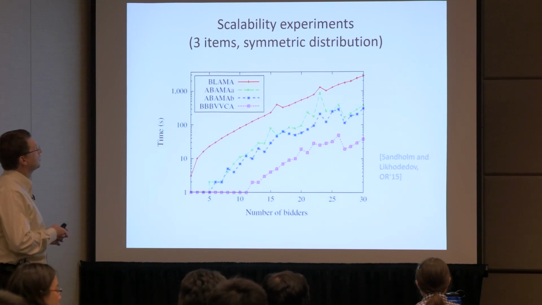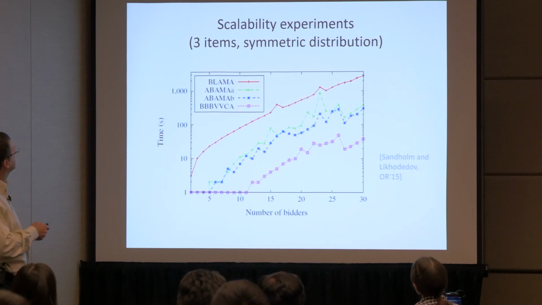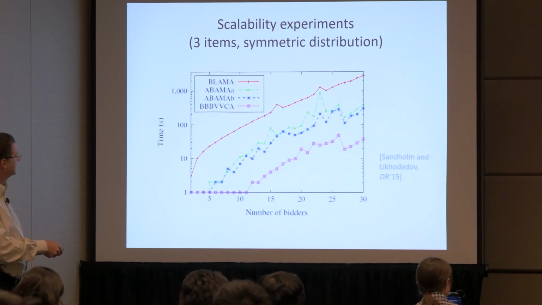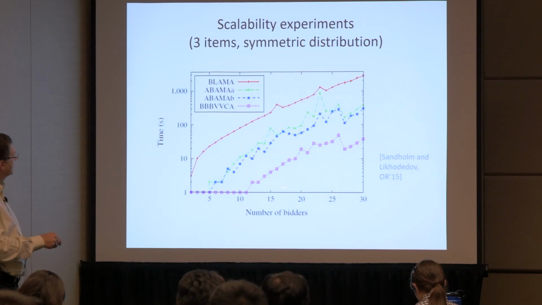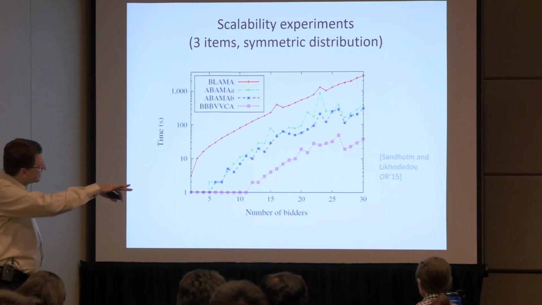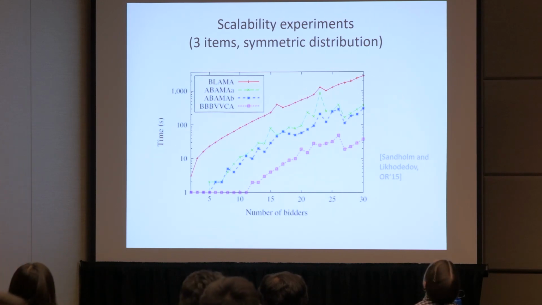Here, these are now problems where the grid search doesn't scale anymore. So these are all these gradient descent algorithms. This is 3 items, symmetric distribution, time on a log scale on the y-axis, number of bidders on the x-axis, and this is time to local optimum with each of the algorithms. The naive local search is the slowest, and the kind of economically guided are the faster. The one that optimizes the VVCA parameters is the fastest. And you can see that these curves curve down, they're not linear. So that means that we are highly sub-exponential in runtime, which is good, in the number of bidders.